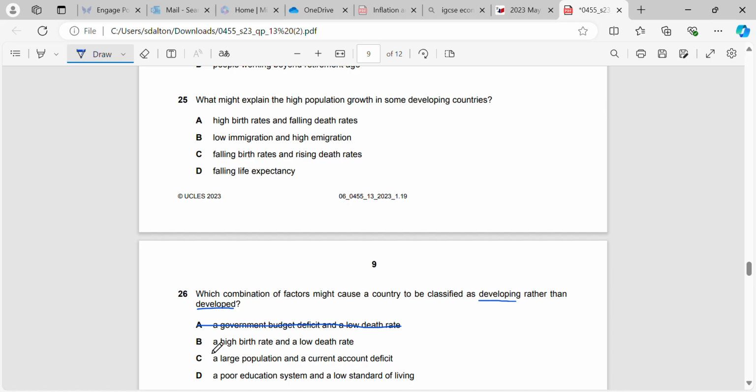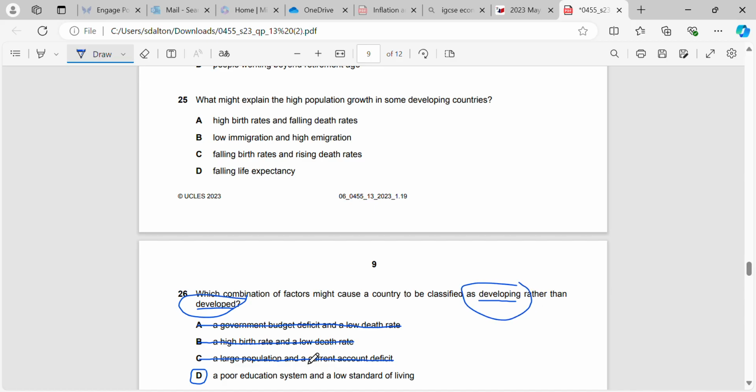High birth rate and a low death rate? No. That would also not indicate a country being developing rather than developed. Large population and a current account deficit? No. Just because they have a large population, that does not tell us if a country is developing or developed. Right? And we already explained the current account deficit. Poor education system and a low standard of living, however, would. Because you would not have a poor education system and a lower standard of living generally in a developed economy, but you would in a developing one.